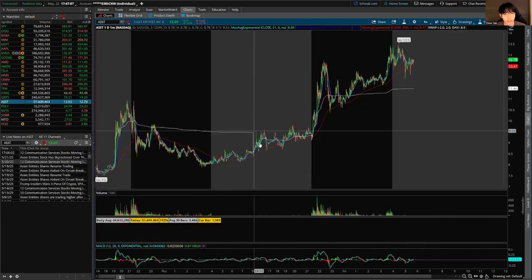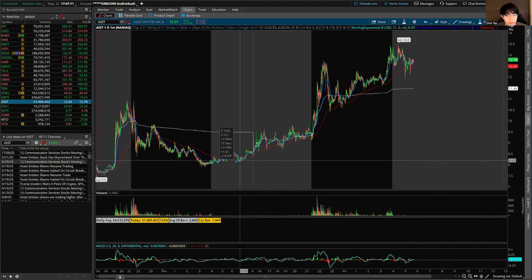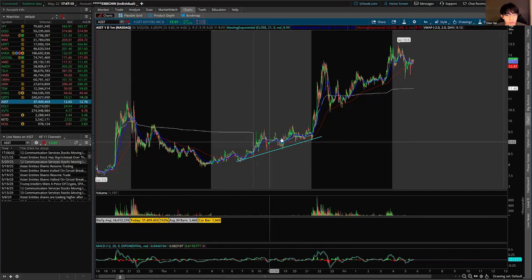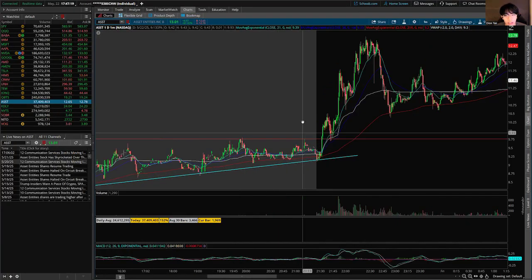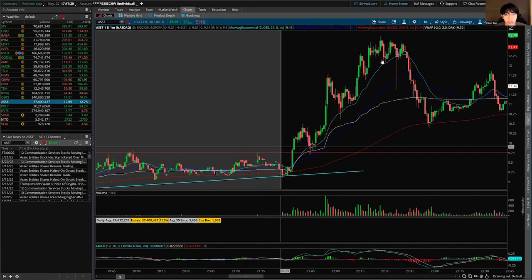If you look at this over here today morning, ASST had a very nice, very stable trend up, right? Very, very nice, stable trend up over here. And then on open, once it broke through this ascending triangle pattern, you can see that volume just immediately went up pretty nicely.